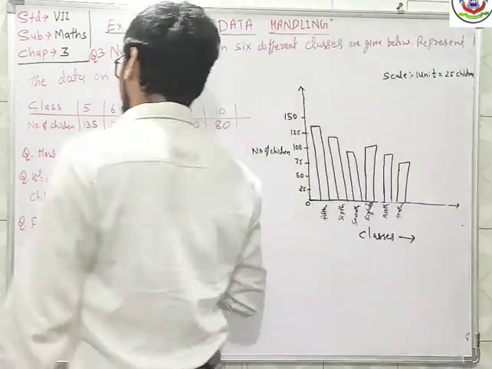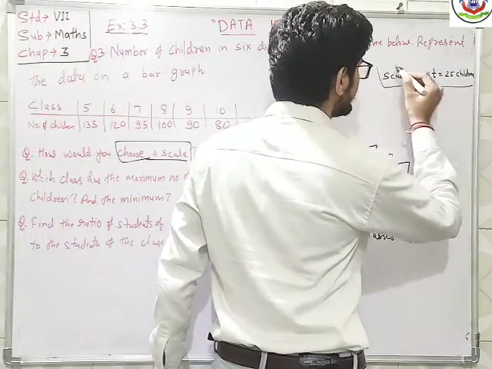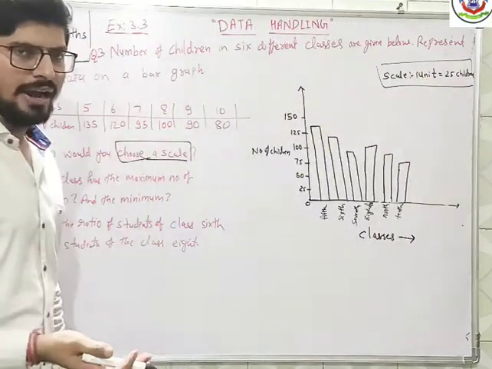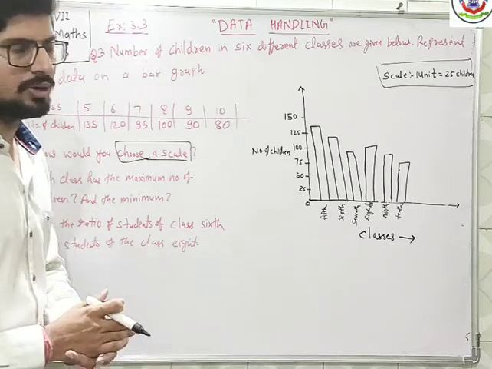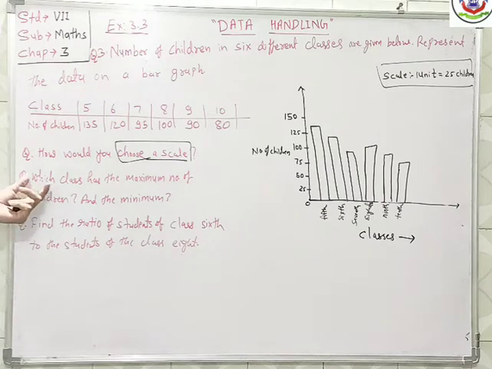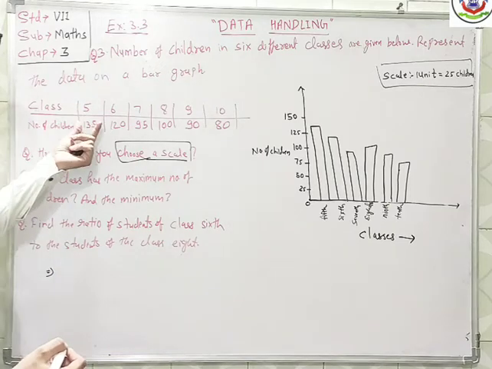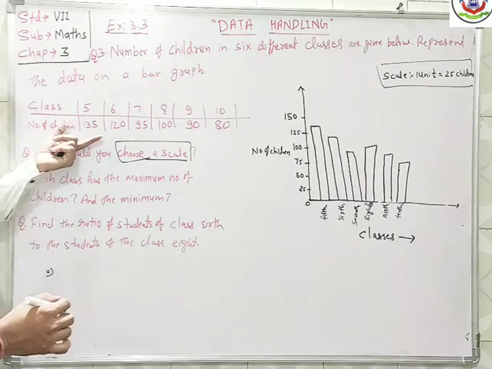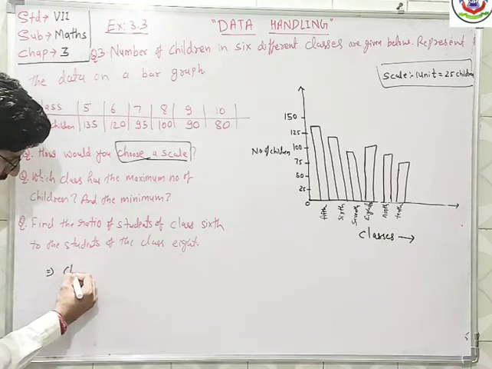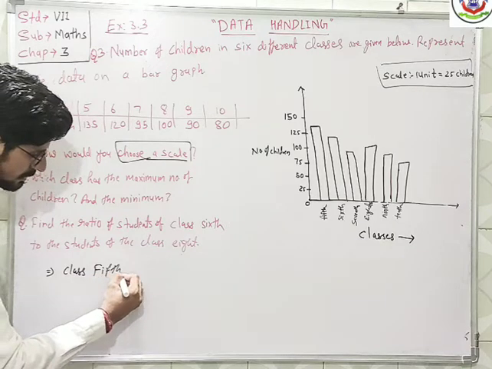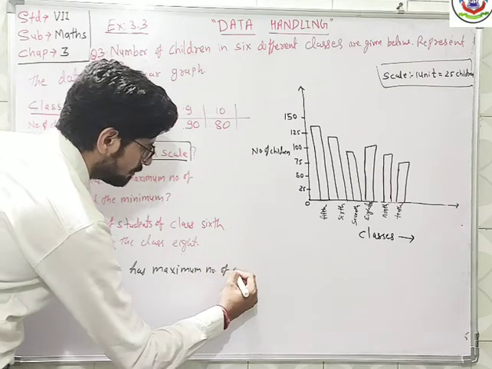Then we have to answer the following question. How would you choose a scale? Our scale is 1 unit is equal to 25 children, and you can also take, through your convenience, 1 unit equal to 10 children or 15 children. The next question is, which class has the maximum number of children? Obviously, in class 5 the number of children is 135. So class 5th has the maximum number of children.